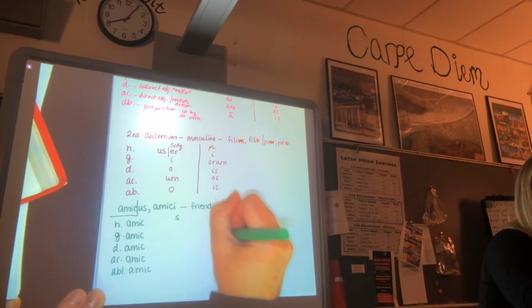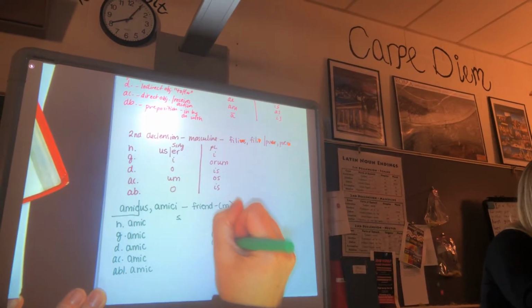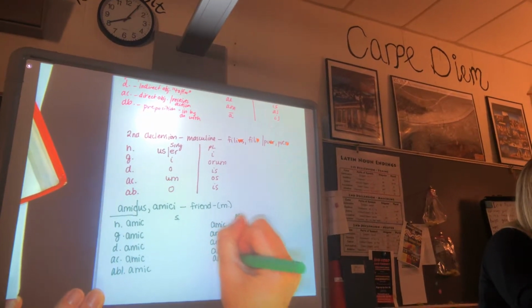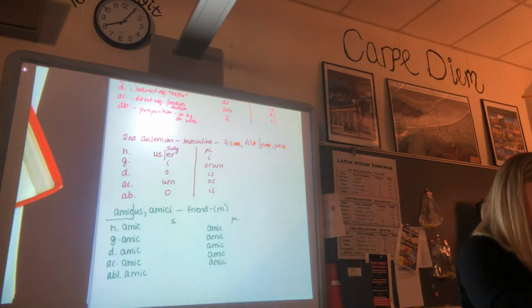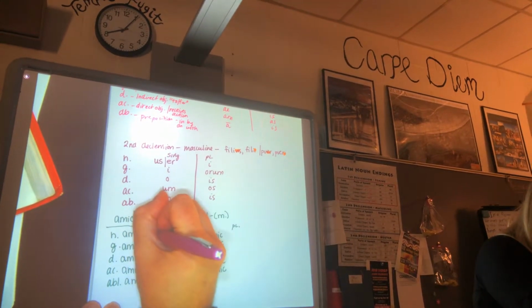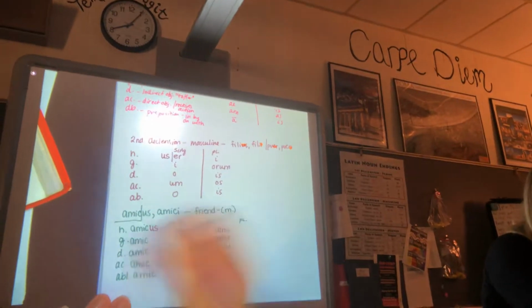Okay, so we're writing out our stem, everything before the ending, and then we're just going to add our endings. So this one's a -us. We know that because of how it's listed. -us, -er.